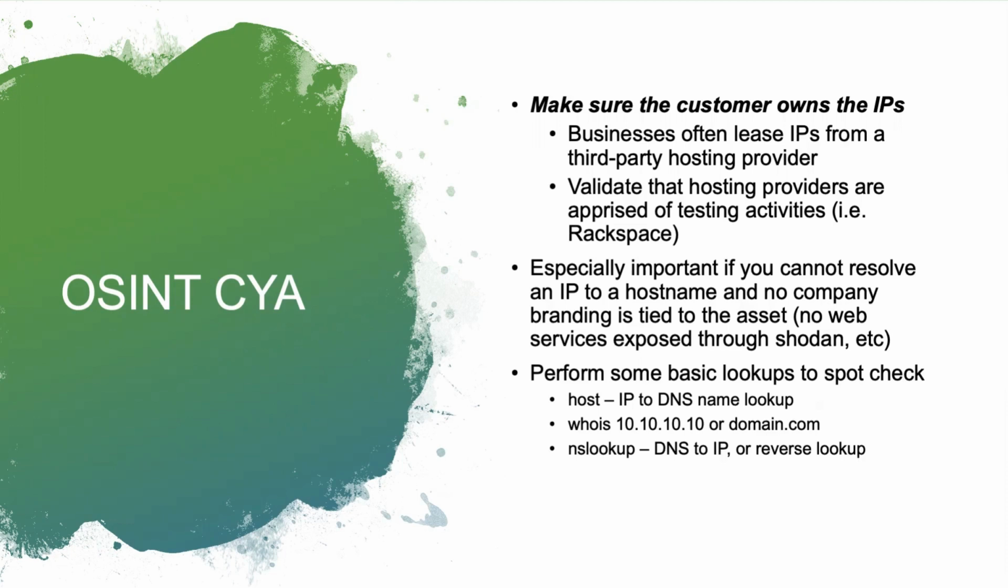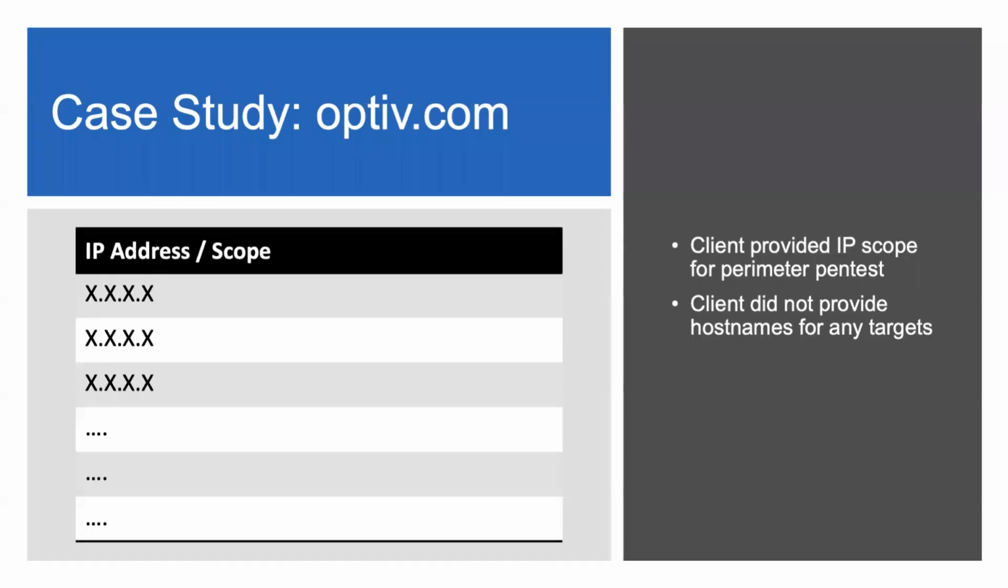There's some sample tools right there that get you started: host, Whois, and DNS Lookup. I'm going to pick on my company today. I'm going to provide some techniques that will work against them. You're not going to be able to hack them, so don't try. But these are techniques you can test out with your own targets as you perform pen tests in the future. The scope here is they provided an IP list for a perimeter test, but they didn't give us any host names.